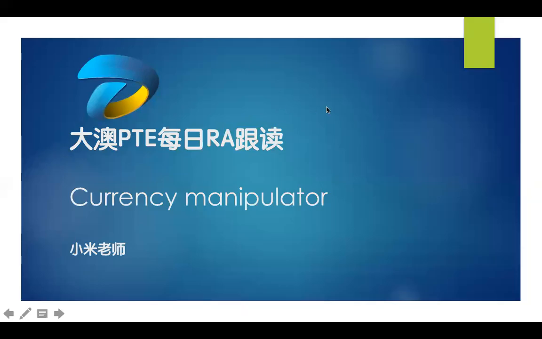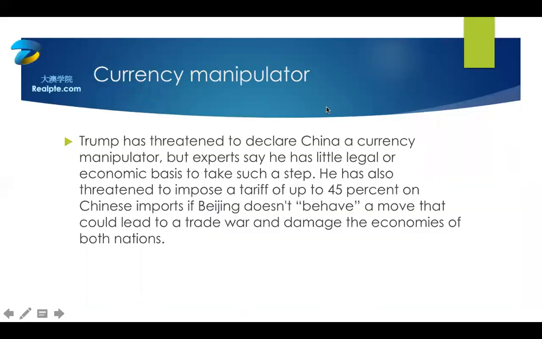好，我们来看一下这道题，currency manipulator。我们先读一遍：Trump has threatened to declare China a currency manipulator, but experts say he has little legal or economic basis to take such a step. He has also threatened to impose a tariff of up to 45% on Chinese imports if Beijing doesn't behave a move that could lead to a trade war and damage the economies of both nations.